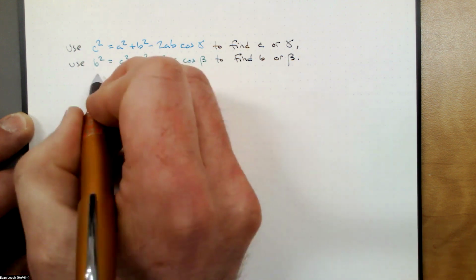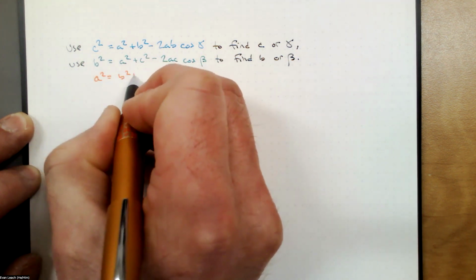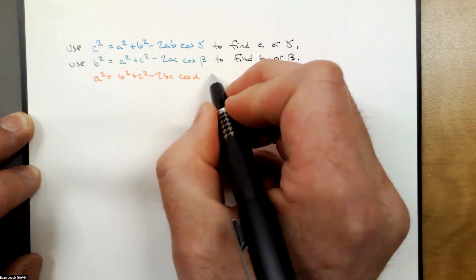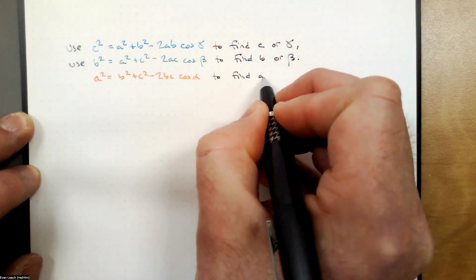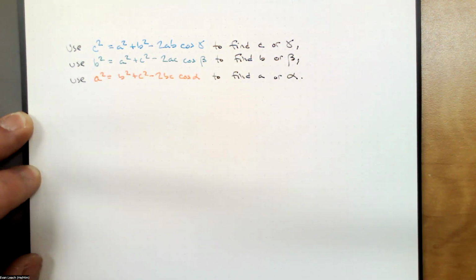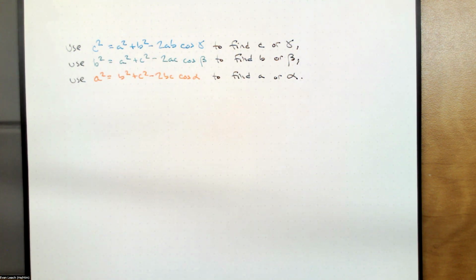The third one, with A squared, is equal to B squared plus C squared minus 2BC cosine alpha. We'll use that to find A or alpha. We'll use C squared is equal to A squared plus B squared minus 2AB cosine gamma to find C or gamma. We'll use B squared equal to A squared plus C squared minus 2AC cosine beta to find B or beta. We'll use A squared equals B squared plus C squared minus 2BC cosine alpha to find A or alpha.